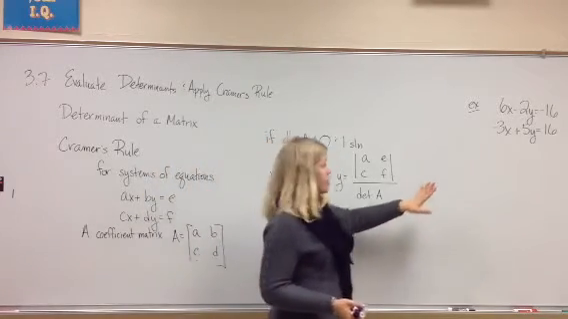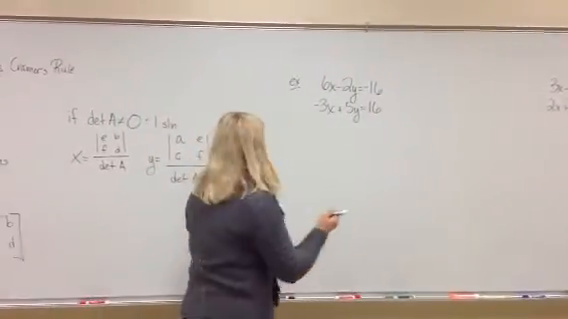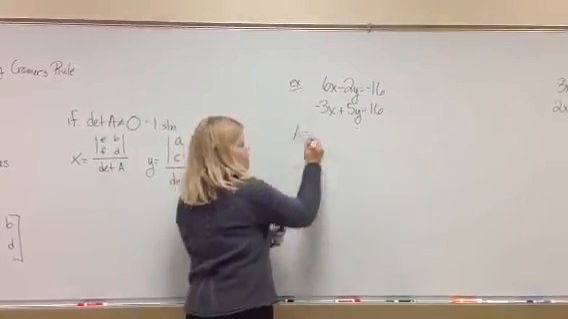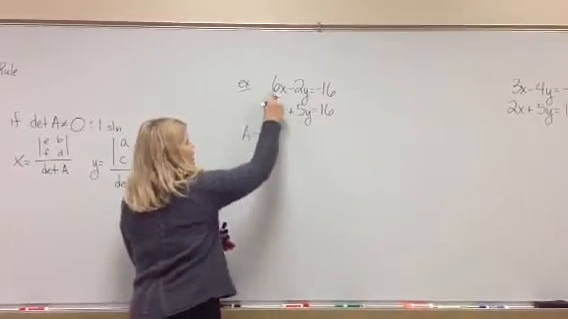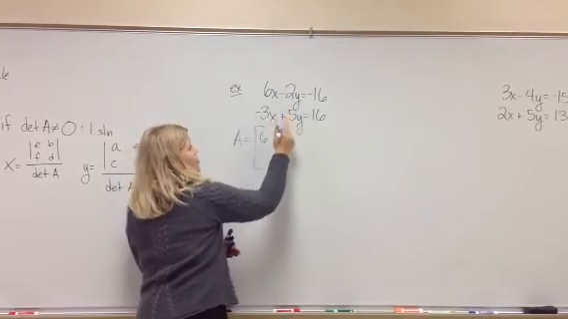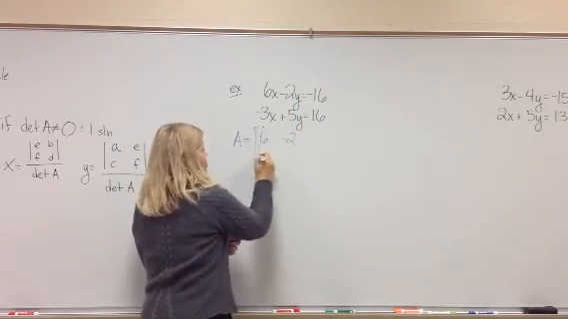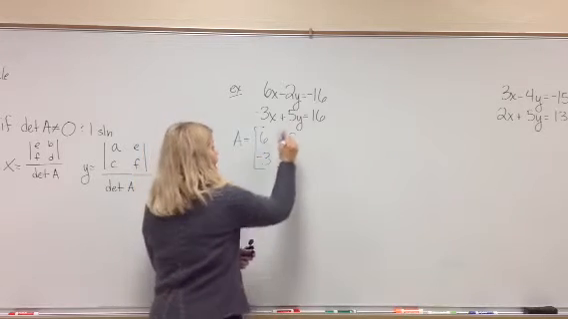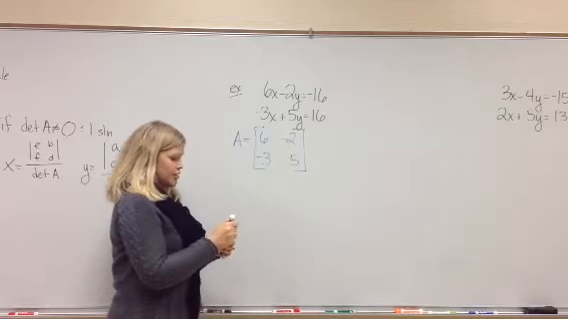So let's come over here and we'll try an example. The first thing that we need to come up with is, what is our coefficient matrix? So remember, those are the numbers in front. So we've got a 6, and we've got a -2. Remember, your signs are really important. We've got a -3, and we've got a 5. Okay, so that's our coefficient matrix.